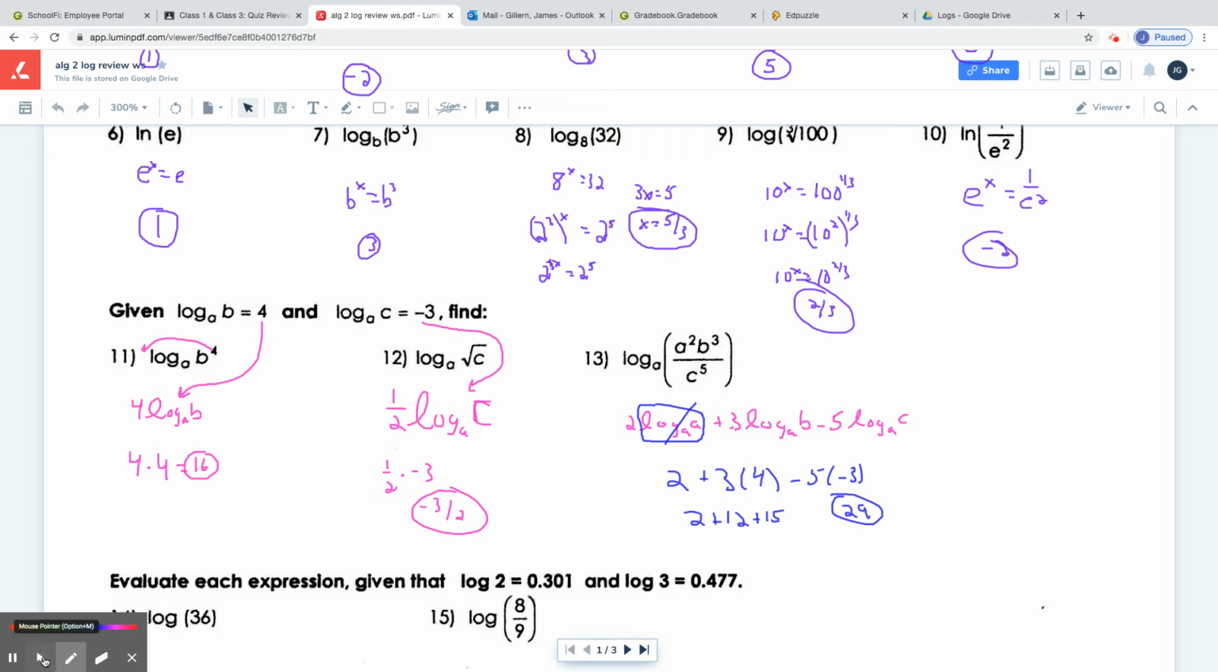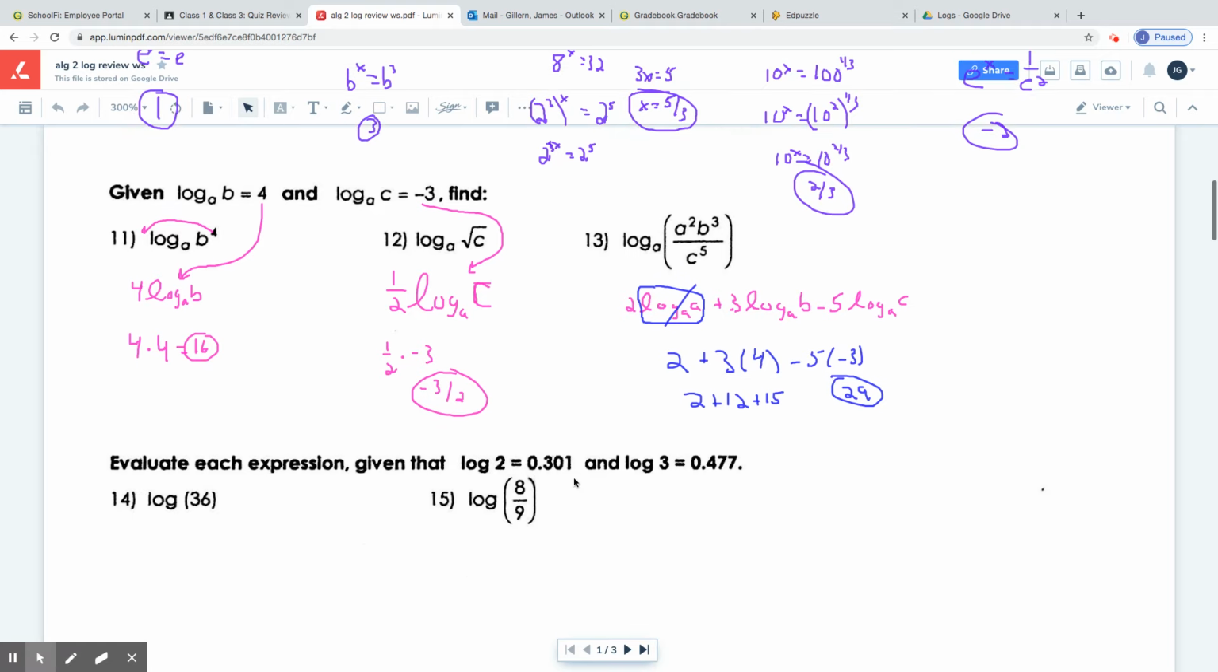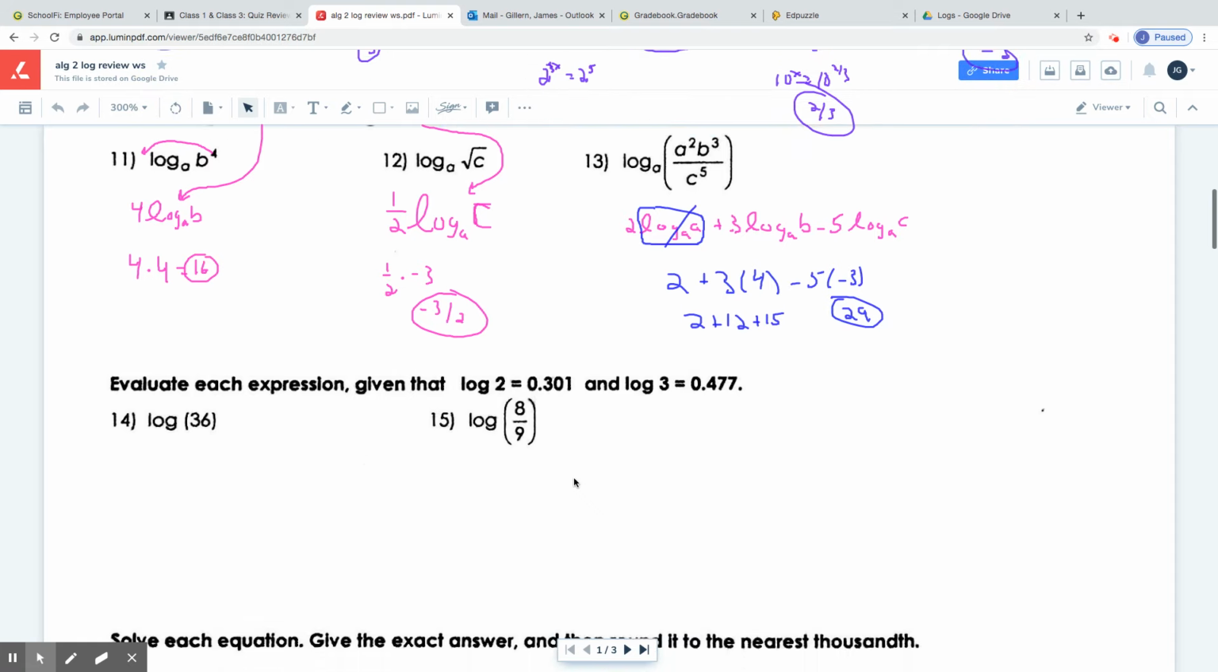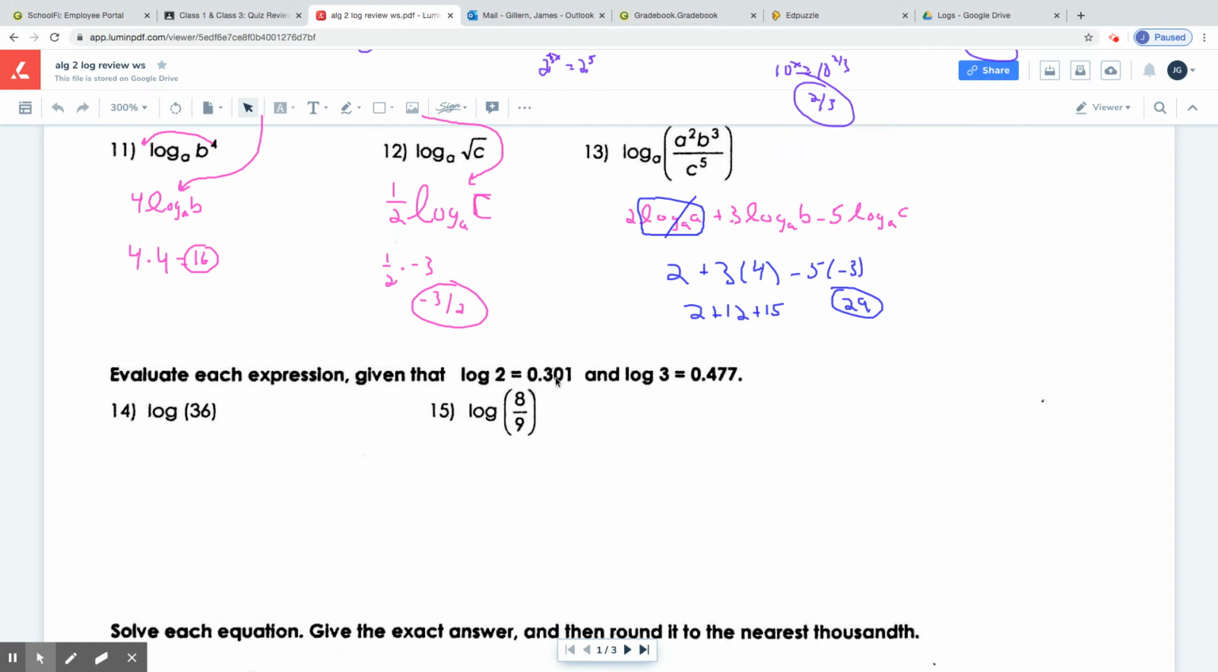All right. 14 and 15 are very similar. Now we're just using decimals and real numbers, not just variables. So how can I rewrite 36 using log 2 and log 3? What is 36? How can I do that in terms of 2 and 3? So that's what we've got to think of.